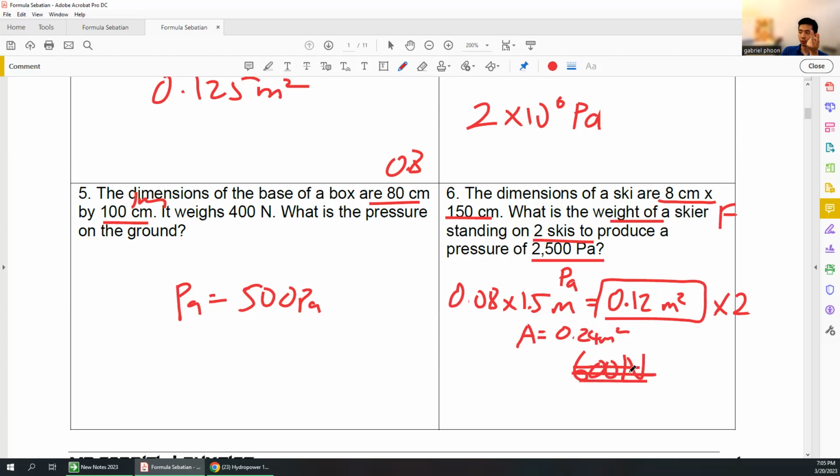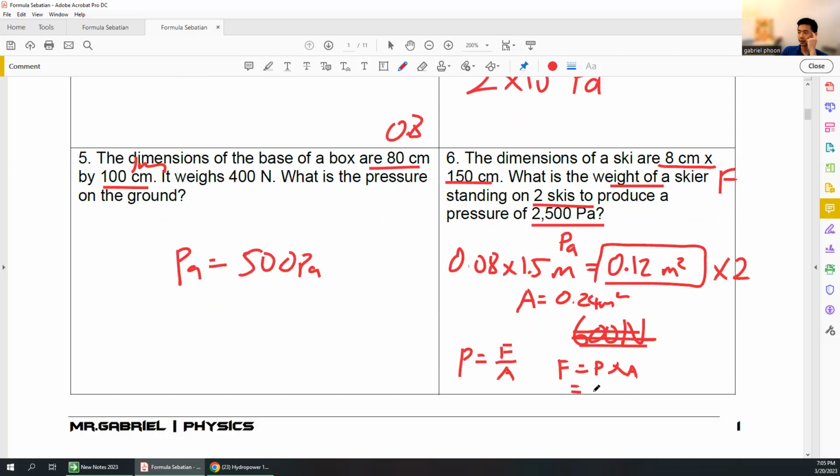Then with your 0.24 meters square, you're asked to find the force, right? So pressure is once again force over area. Force would have been equals to pressure multiplied by area. In this case here, it would be like 2,500 multiplied by 0.24. And from there, you're supposed to get 0.24 times 2,500, 600 newtons.